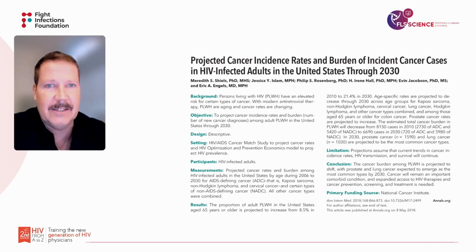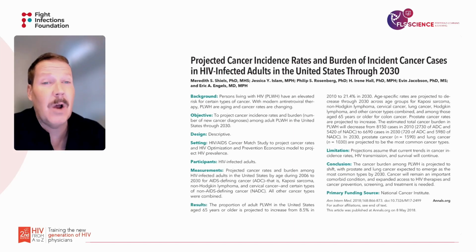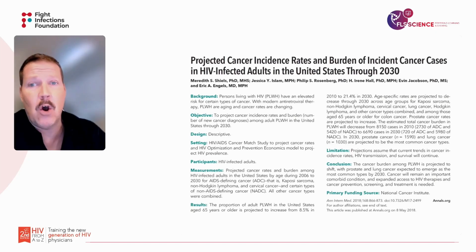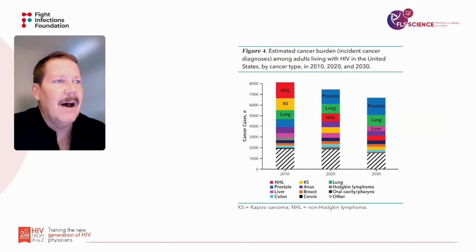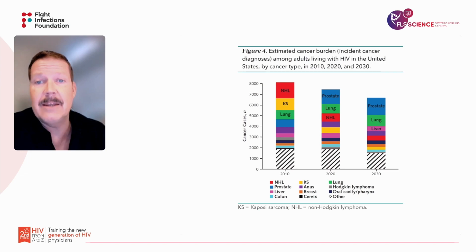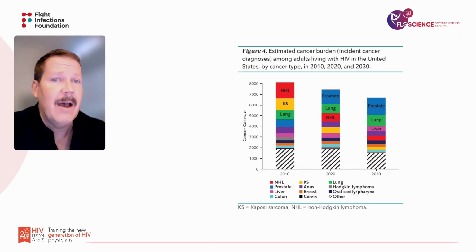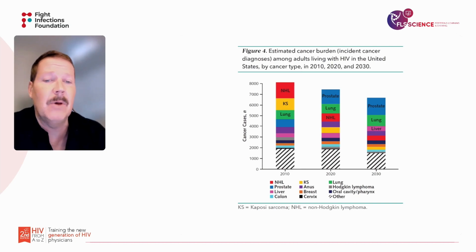And so they looked at changes in those who would be 65 or older from 2010, which they estimated at 8.5% of the total population, to close to 21% by 2030 of people being over 65 living with HIV in the US. And I think the important point is that when they looked over time, there was again a projection for a change in the types of cancers that we are likely to see, with some of the more common AIDS-defining malignancies, lymphomas, and KS in the early part of the cohort in 2010, shifting to have a higher percentage of prostate and lung cancer dominating the field. And again, this is most likely due to aging that is shifting this burden.